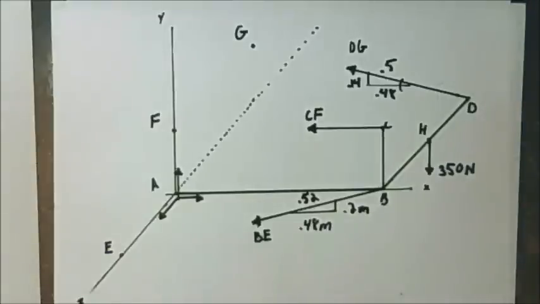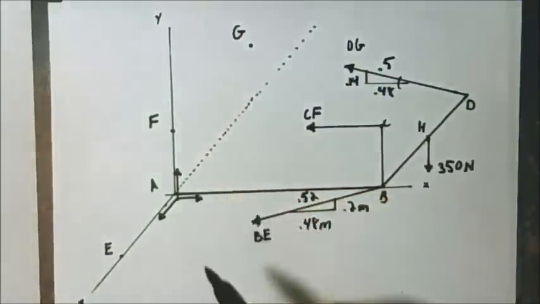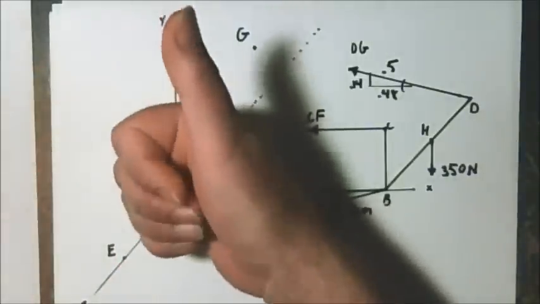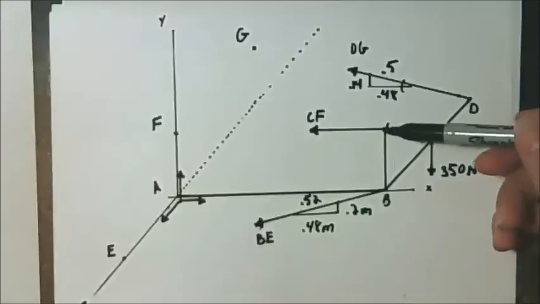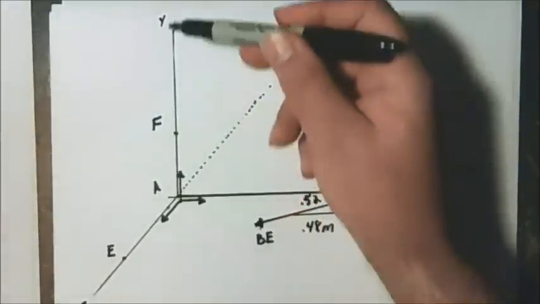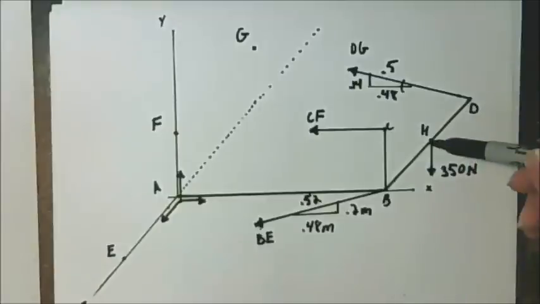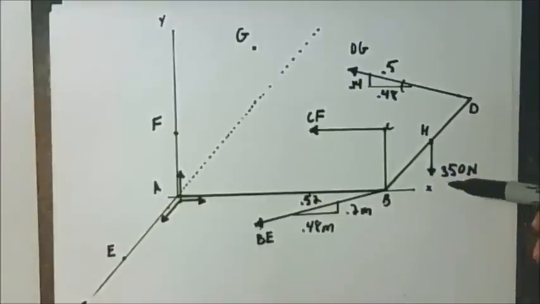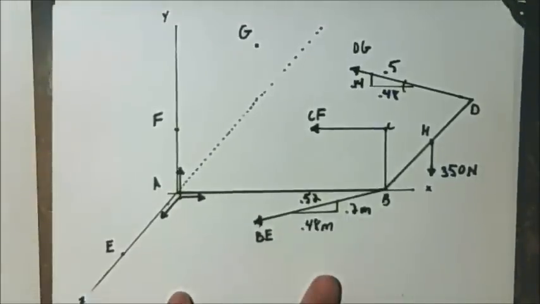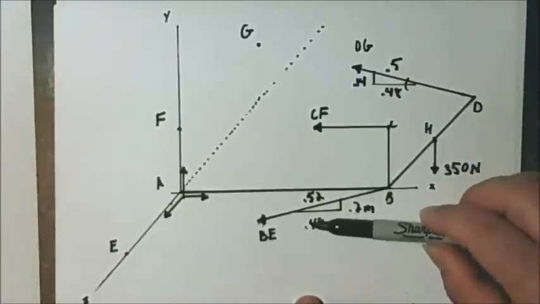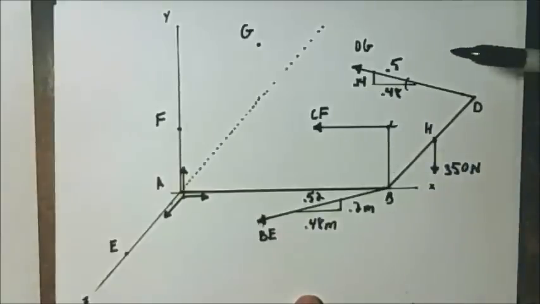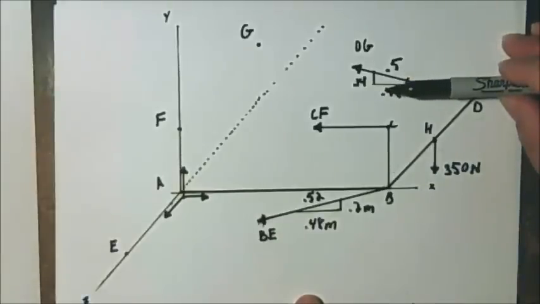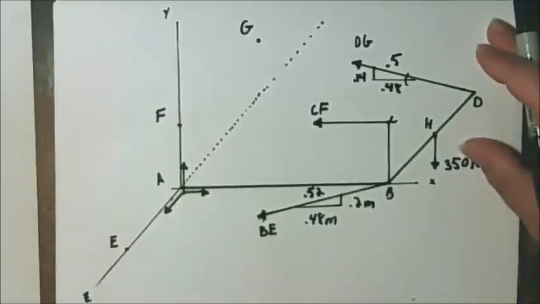Alright, next we are going to sum the moments about the Y-axis. We're going to see what would cause rotation around the Y-axis here. Notice that cable CF would intersect the Y-axis, will not create a moment. And the 350 Newton force of the weight is parallel to Y and will not create a moment. Likewise, the X component of cable BE intersects and will not create a moment. And the Y component of DG is parallel and will not create a moment.